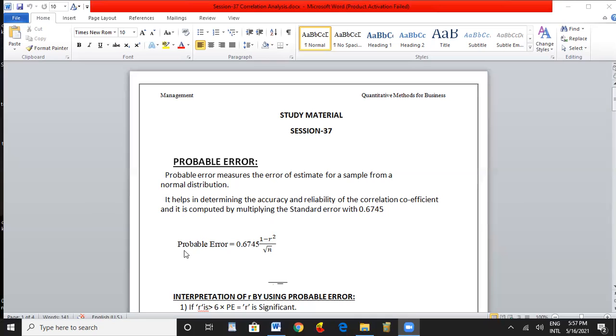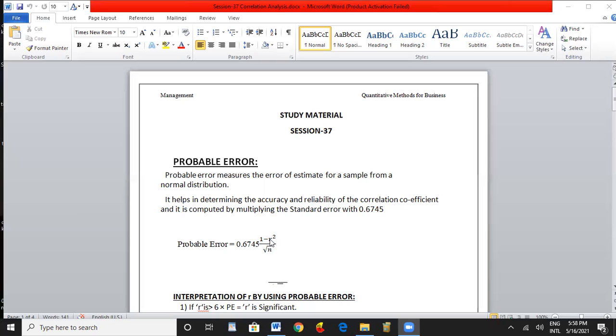By applying the formula: probable error is equal to 0.6745 into (1 minus r square) divided by root n. 0.6745 is called the standard error. It is usually applicable in many cases of the samples you select. Here 1 minus r square is used, where r is the correlation coefficient.